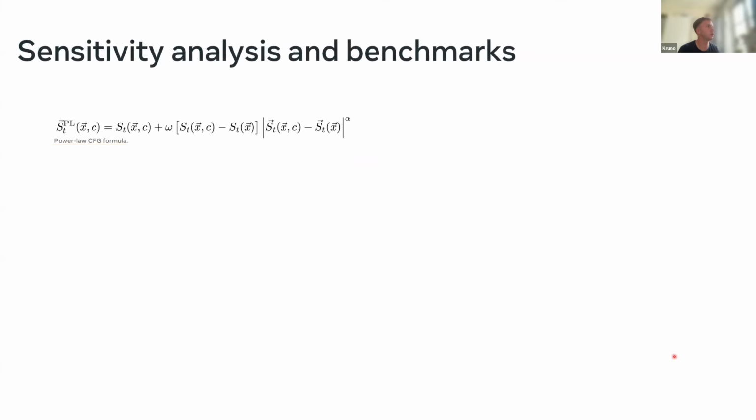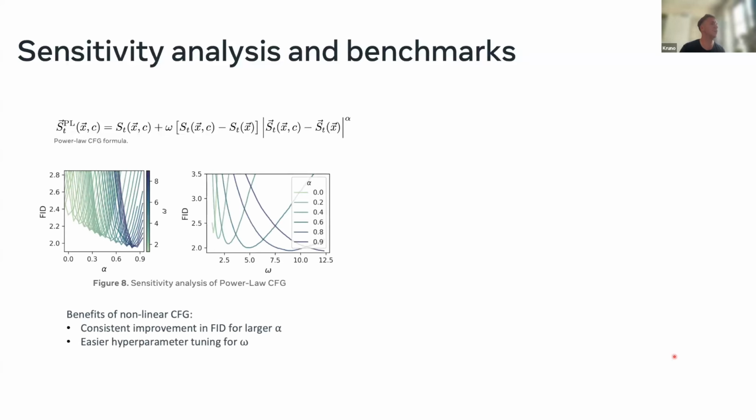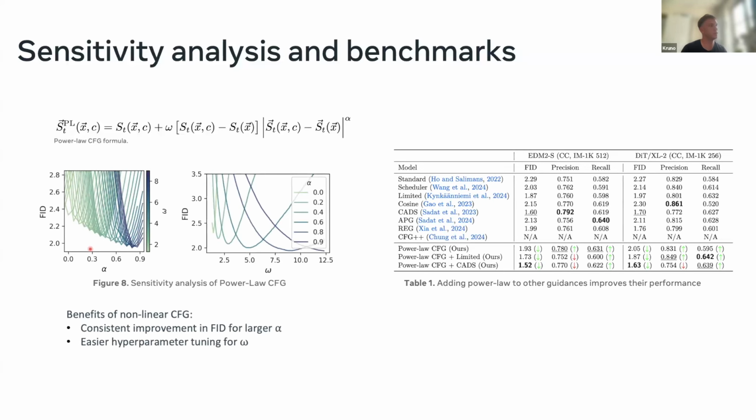And just as a last empirical analysis of our work, what we did is we analyzed how our results change when we vary the standard parameter omega and the nonlinear parameter alpha. So basically here what we plot, and this analysis is for the EDM2 network, also trained on ImageNet. Here we basically look at what happens with FID.